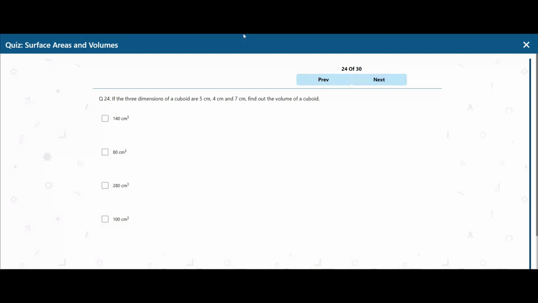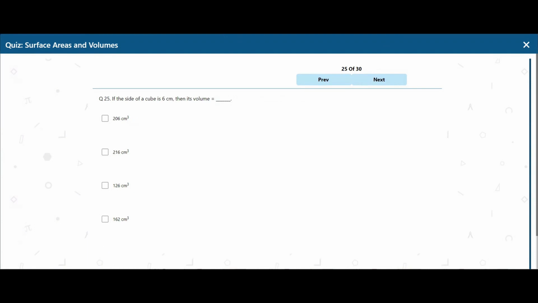Correct. Very good. Next is Shravan Kumar. Yes, ma'am. Three dimensions are 5, 4, 7. What is the volume? L into B into H. What is the answer, Shravan? 140, ma'am. Yes, that's correct.